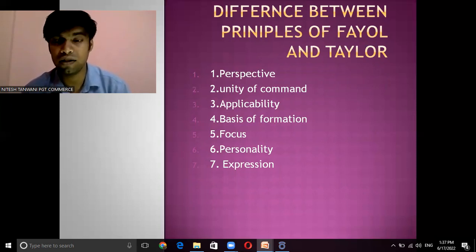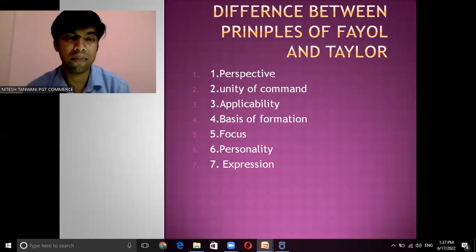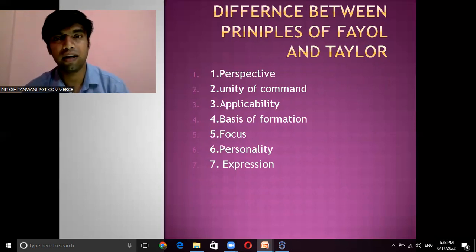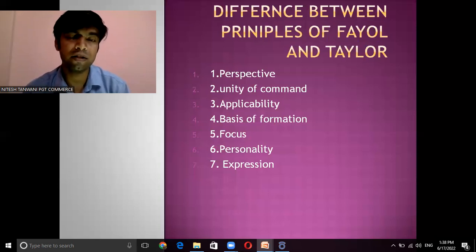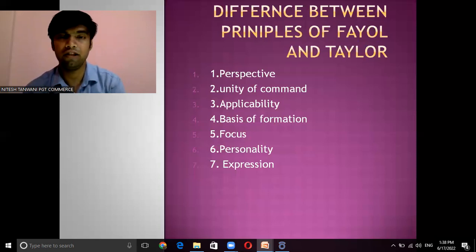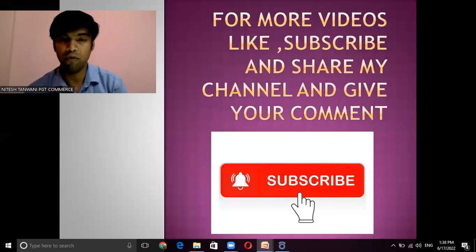As I told you, Taylor focuses only on productivity with the help of simplification, the study of time and speed, etc. These scientific management principles were given by F.W. Taylor. Personality: Fayol's principles are professional, but Taylor's principles are scientific. Expressions: Fayol's principles are general thinking about administration, but Taylor's principles focus only on scientific management. So this is the difference between both.